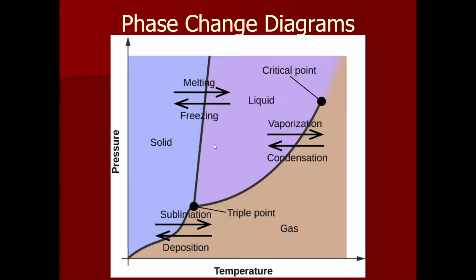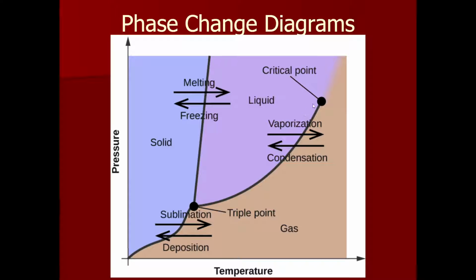So a couple of important points on this graph that you guys need to know are what's called the triple point here. And this is where all three of these lines denoting the phase changes meet up. And at this point, you can have all three states of matter visible at the same time.